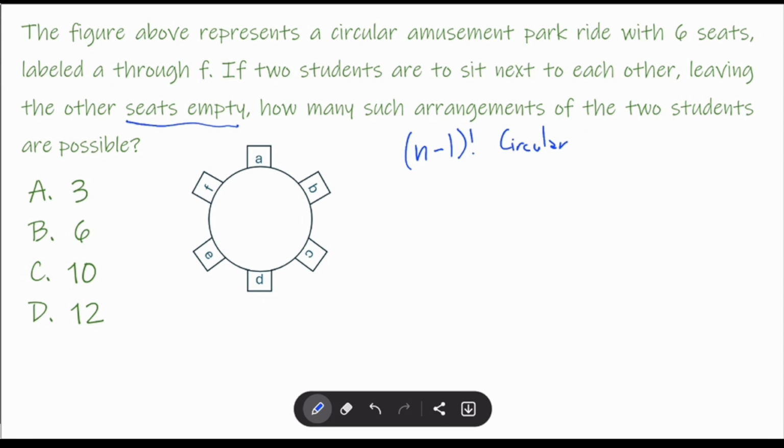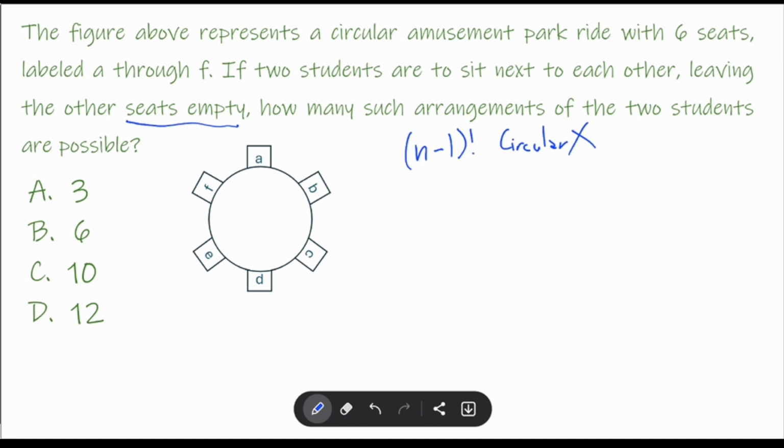Even if you rotate the table or whatever circular ride this is, it will still be unique because they label it from A through F. So the circular concept is not applicable in this. And also we cannot use factorial because the other seats are empty, so you don't exchange those other seats. Only the two seats being used by the two students.